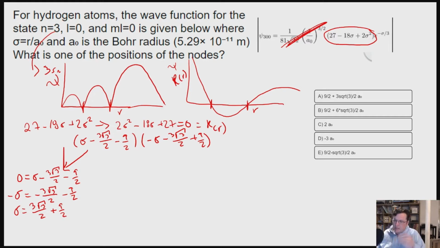And because we're trying to figure out where r is, we know that sigma is equal to r over that constant AO. So we have this right here. And so now if we rearrange this, what we get is essentially, r is going to be equal to 9 halves plus 3 times the square root of 3 over 2 AO in that scenario.